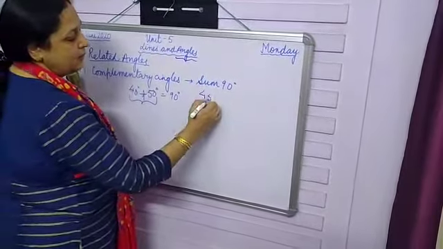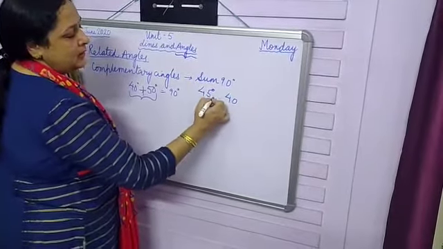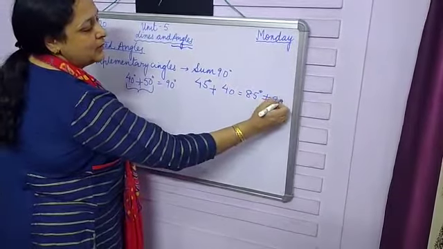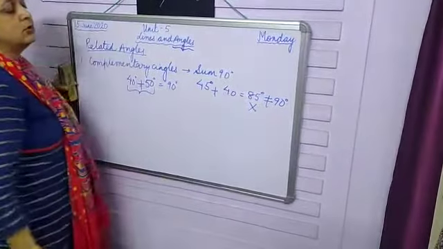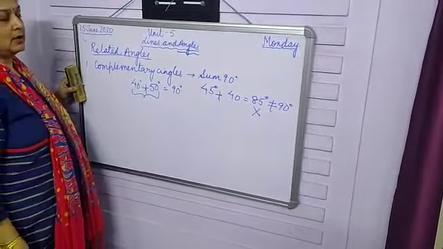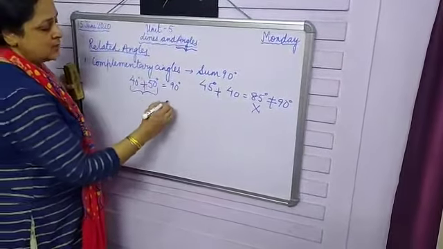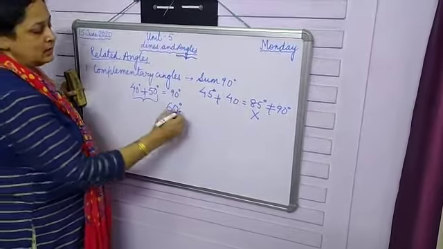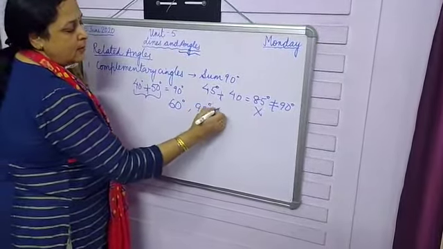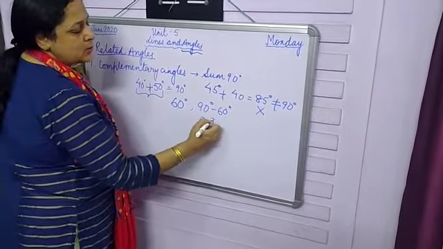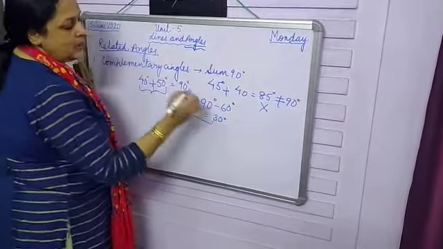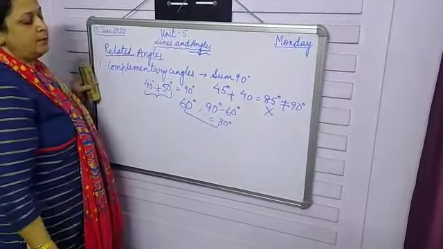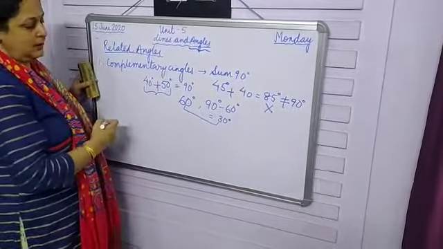If one angle is 45 degree, the other is 40 degree, then are these complementary angles? Their sum is equal to 85 degree, not equal to 90 degree. So no, these are not complementary angles. So you may get a question, if I say one angle is 60 degree, what will be its complement? Its complement would be 90 minus 60 equal to 30 degree, because 30 and 60 will together make 90. So the complement of 60 degree angle is 30 degree angle.